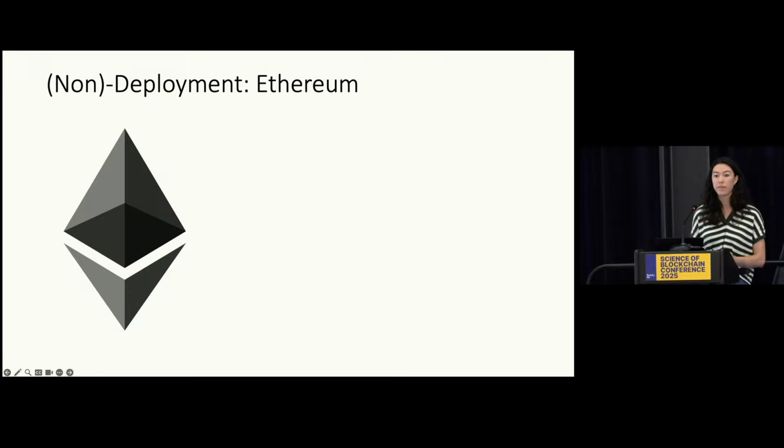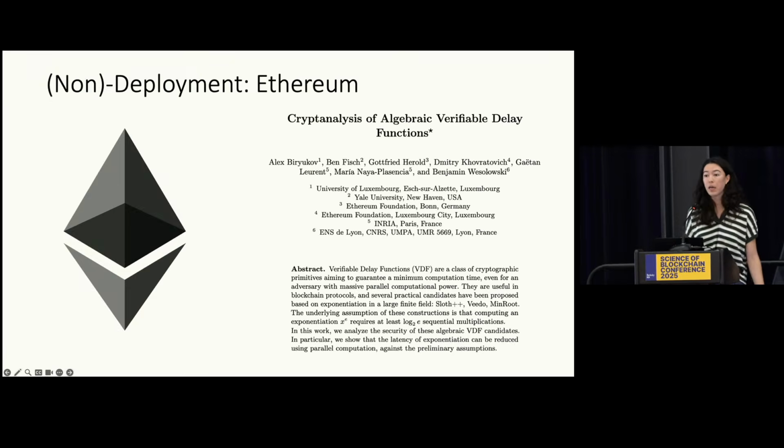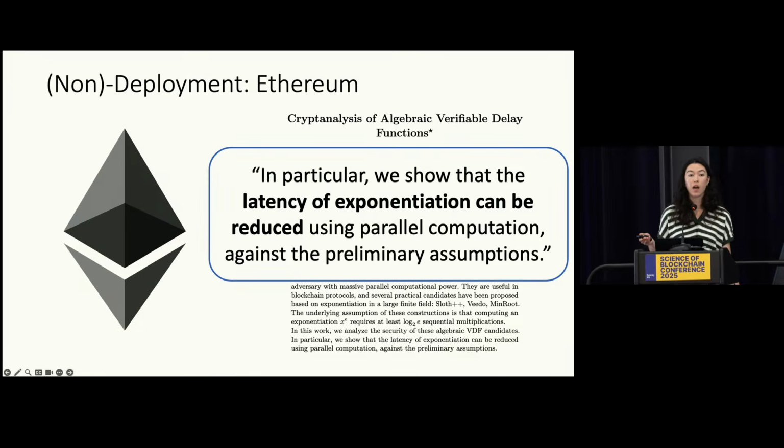Okay, and to give one example of where these deployment challenges have arisen is with Ethereum, which was looking into deploying a delay function called minroot. And so they developed some specialized hardware, but ultimately abandoned this plan of deploying minroot, in part because there was some new cryptanalysis that raised some questions about how much parallelism could be used to speed up the computation. And while this isn't a practical attack, it sort of goes to show that there's been relatively little history in cryptanalysis of delay functions.